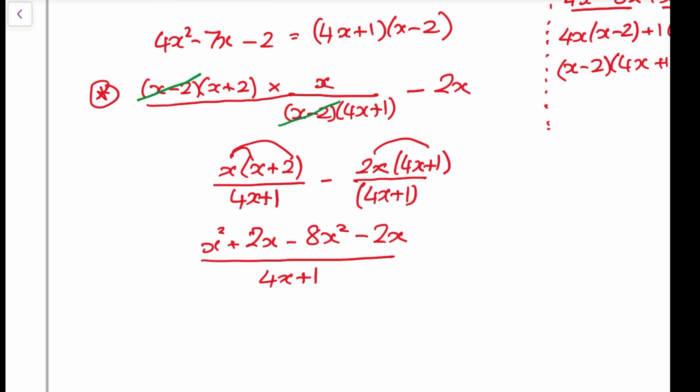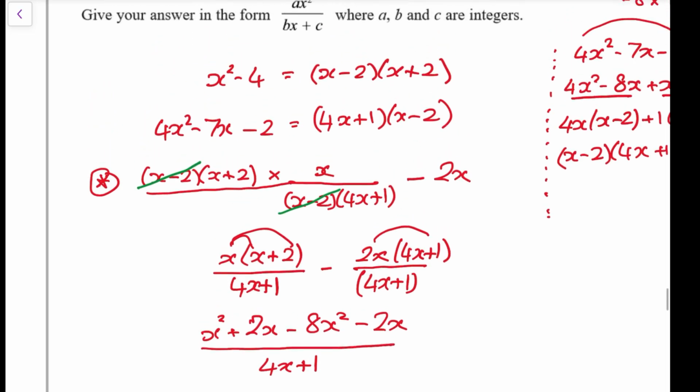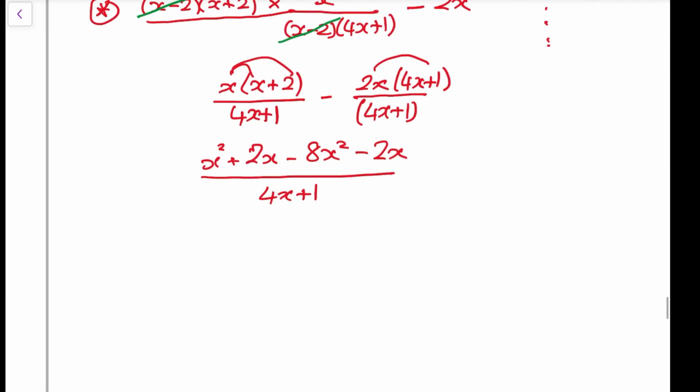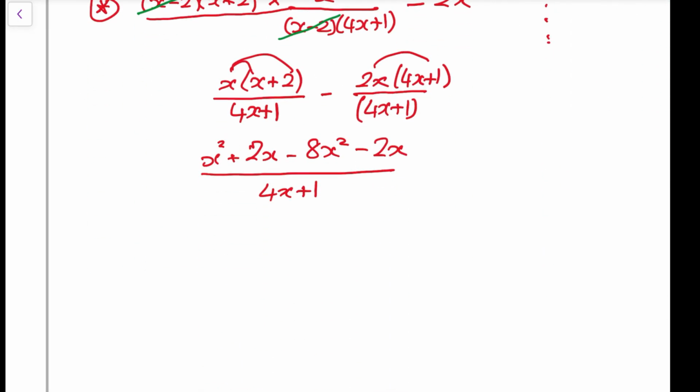Now, I should have been doing this a bit more along the way, but I'm going to do it nice and clearly now. Always check back as to where you're trying to get to. So I'm trying to get to something x squared divided by something x plus c. And I can see I've got an x squared, I've got other things on the top as well, and I do have a 4x plus 1, which is like a bx plus c. So it feels like it's going the right way.